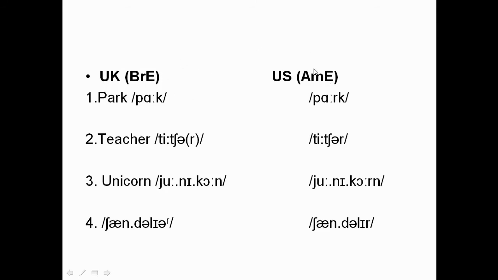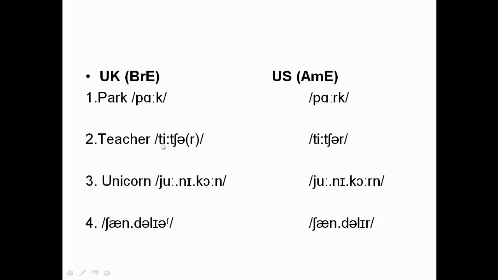British is UK, American is US. The word is park, P-A-R-K. According to British English, you will see this P, A and K. There is no R. That is why its pronunciation is park in British English. But if you see American English, you will find this R also, and that is park.